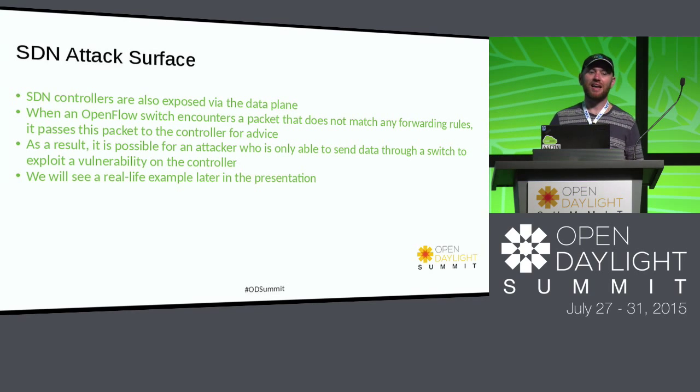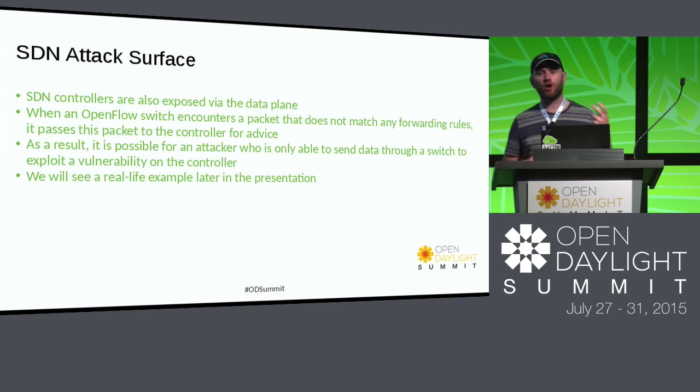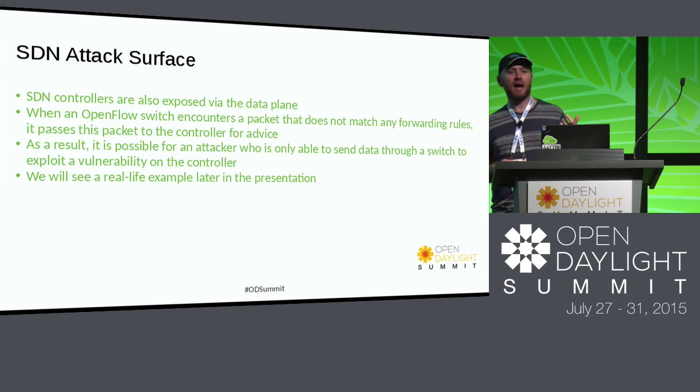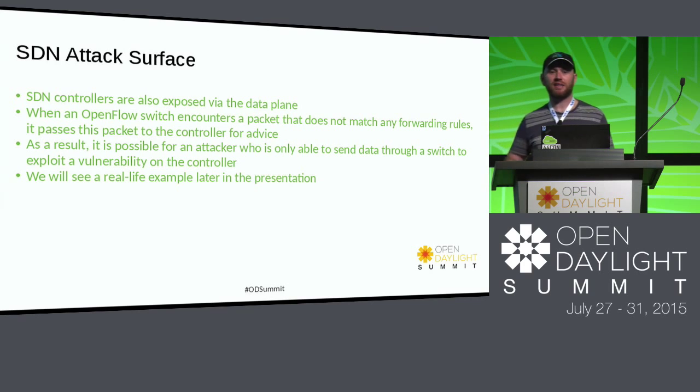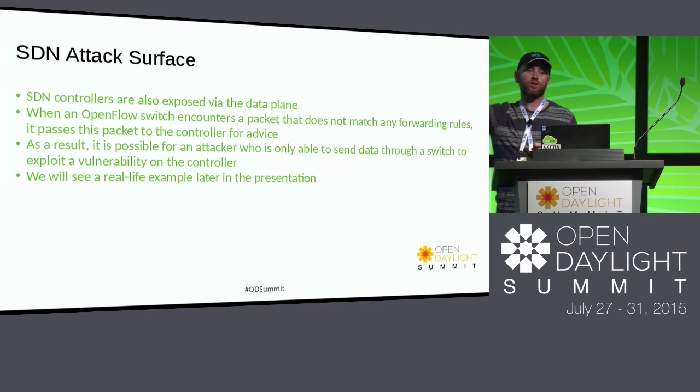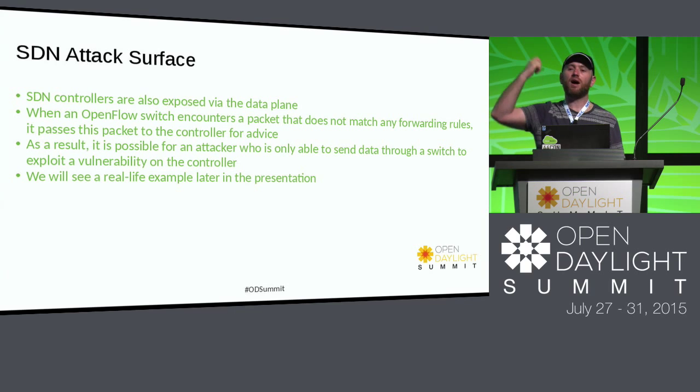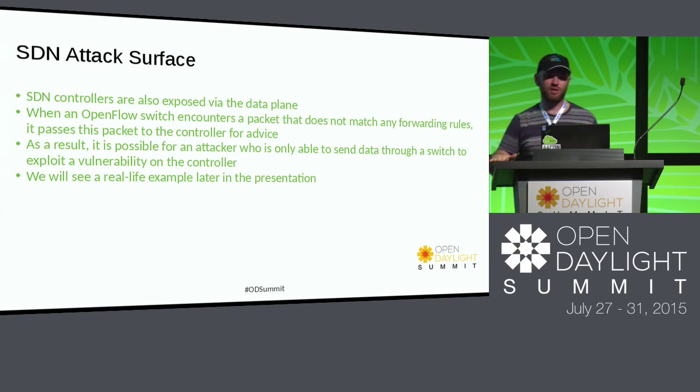SDN controllers can actually be exploited purely via the data plane. And this is something that I don't think the community at large really understands, so I'll go through it in a little bit of detail. This is possible because when an OpenFlow-enabled switch encounters a packet that doesn't match any rule, it sends a copy of that packet verbatim to the SDN controller and says, tell me what to do with this packet. So if there is any vulnerability in the logic that parses that packet in the SDN controller, then it could be exploited by an attacker who's only able to pass information through the data plane.